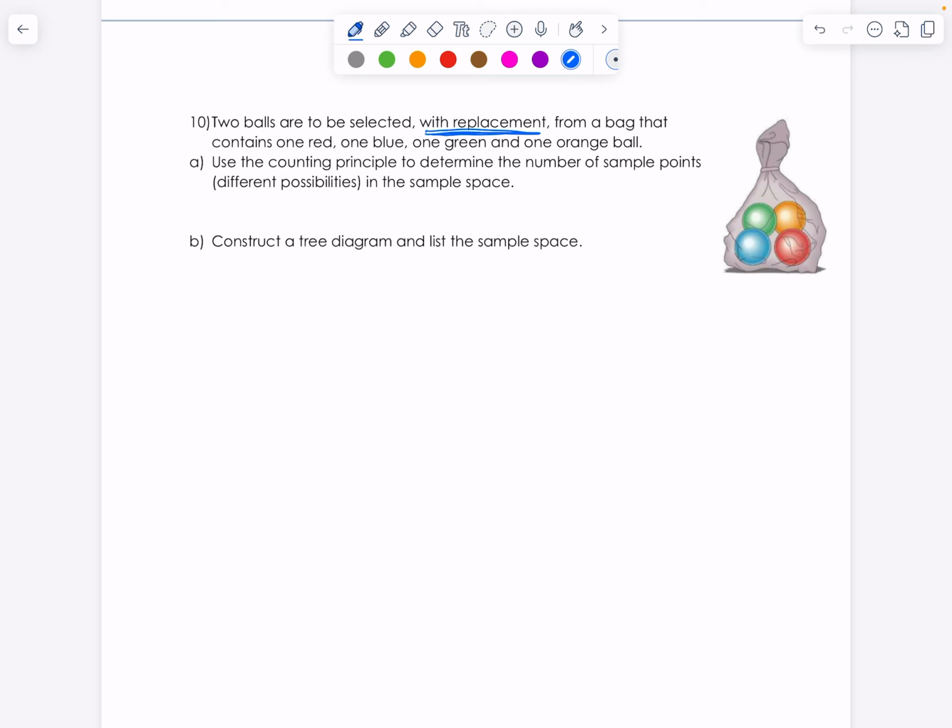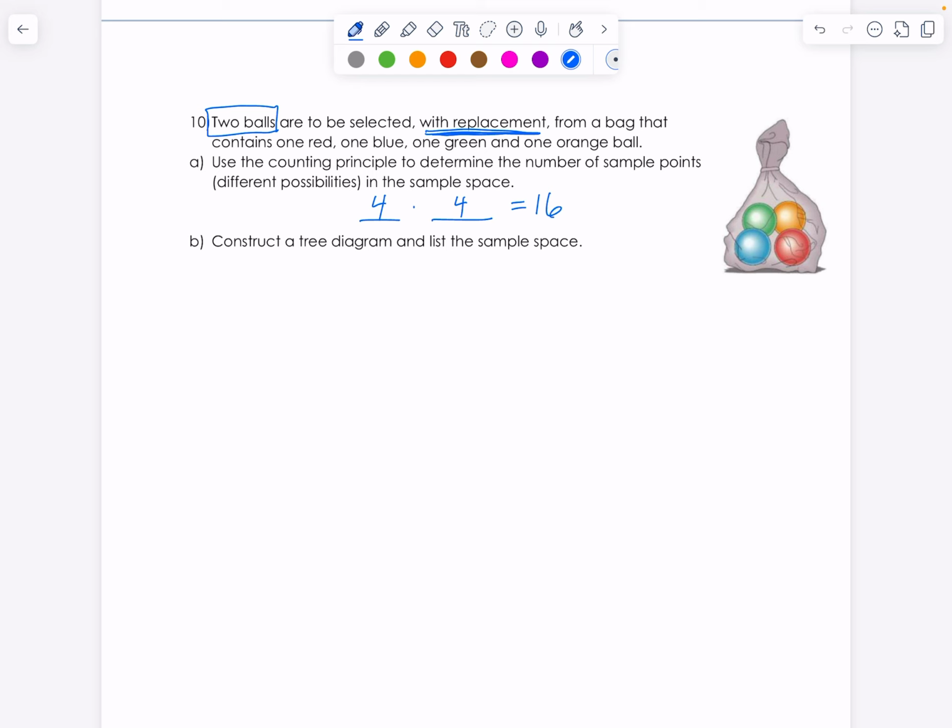So let's use the counting principle to determine the number of sample points, different possibilities in the sample space. Notice we're going to choose 2 balls. So that's 1, 2. We've got 2. And how many choices did we have for the first one? We had 4 in there when we picked. So let's say we picked the orange guy. Now we pull it out, record it's orange. Then we get to put it back in. And now we have 4 more to choose from. So we should have 16 in our sample space.